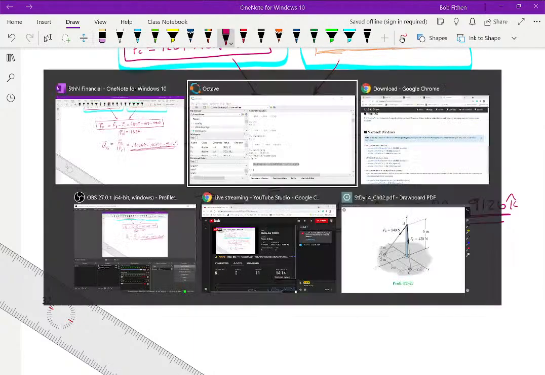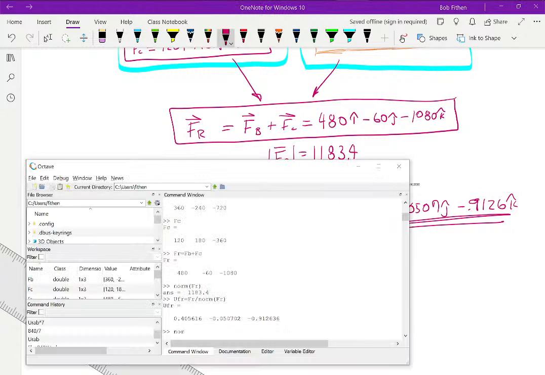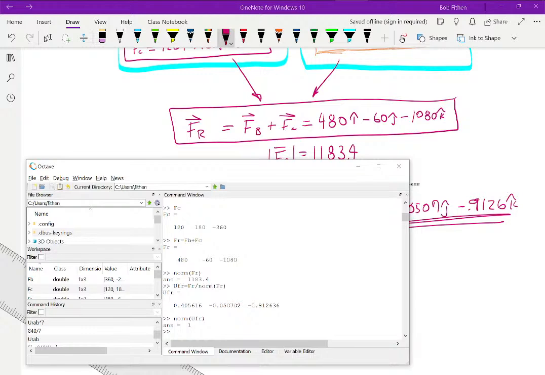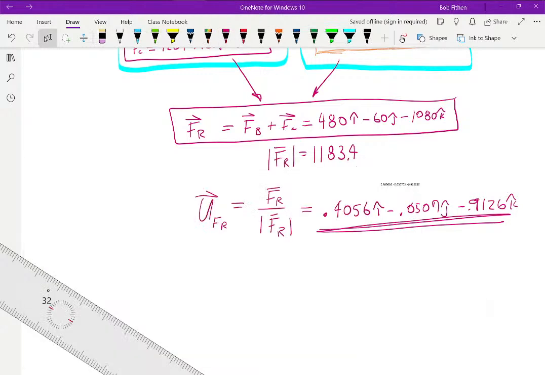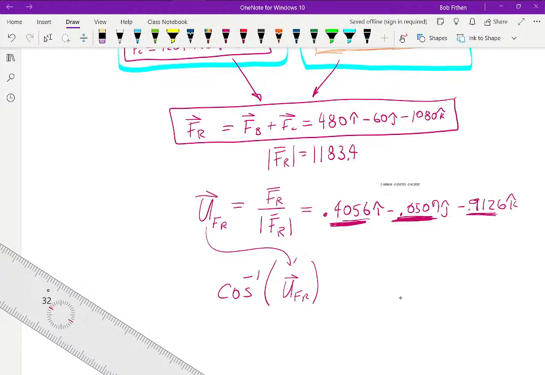If you want to see that, you can look at the norm of UFR, and it becomes 1. But here's the key. If I want to know the alpha, the beta, and the gamma, I just do cosine inverse of this vector, and what I'll get is, the arc cosine of the first number will give you alpha, the arc cosine of the next gives beta, and this one will give you gamma. Hang on. Let's do that in MATLAB.